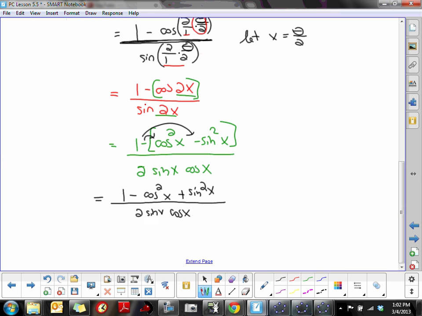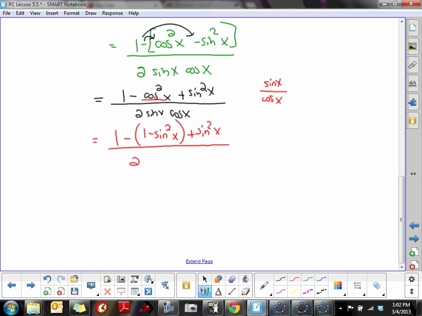Keeping in mind, we want to try to get this to look like a tangent, and tangents are always sines of x over cosines of x. So I'd really like to get this cosine out of there. So this is where we can apply one of our Pythagorean identities. So get rid of the cosine squared, and it's 1 minus sine squared of x plus another sine squared of x all over 2 times the sine of x cosine of x. We're going to distribute our negative, so it's 1 minus 1 plus sine squared of x plus another sine squared of x all over 2 sine of x cosine of x.